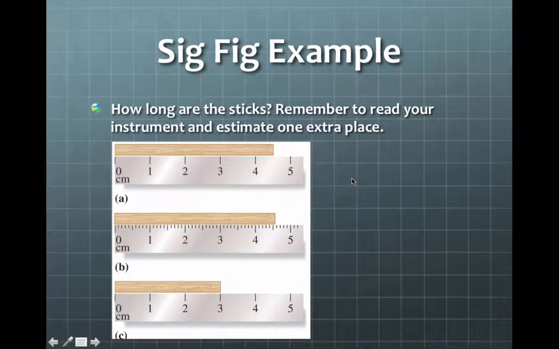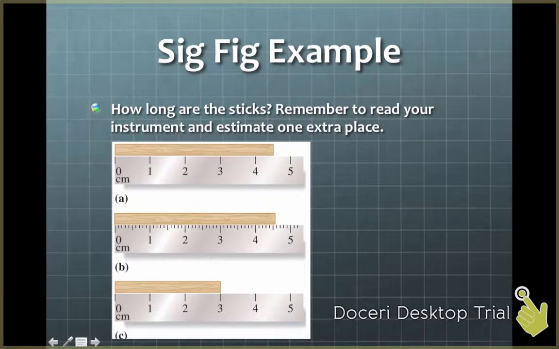So here's what I mean. Here we have 3 different rulers. If I ask you guys to pick which one is more accurate, I'm hoping that most of you are going to tell me that this ruler is more accurate because we have all of the tenths places marked there, versus these which don't. So this is what I meant in the previous slide, how you read the lines on your instrument and then you guess one more.